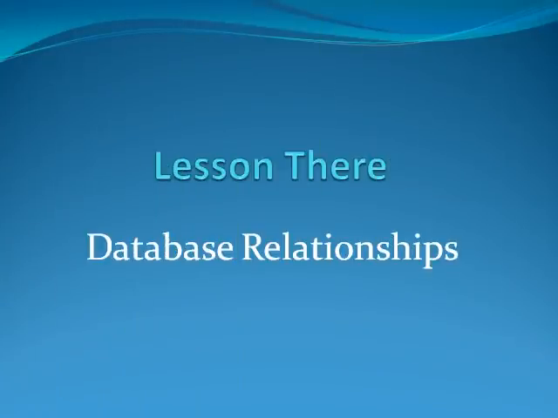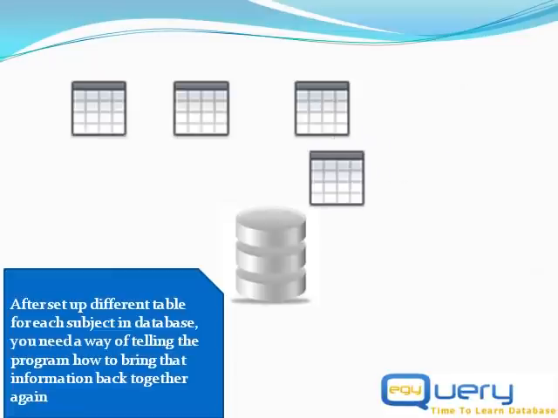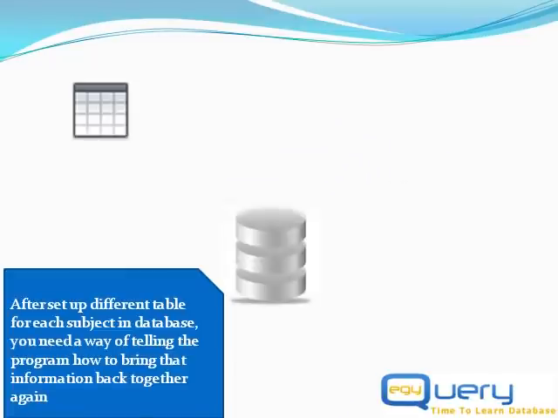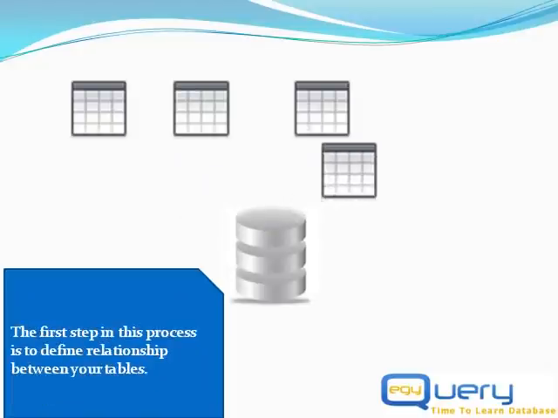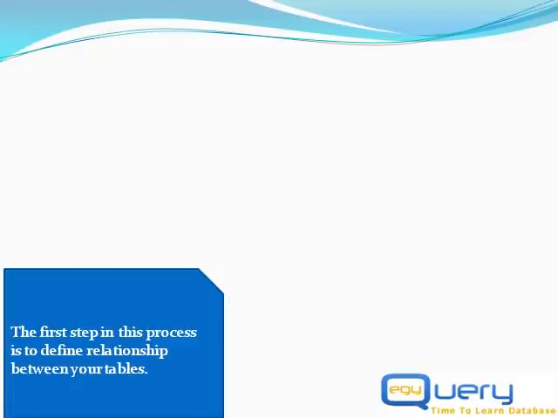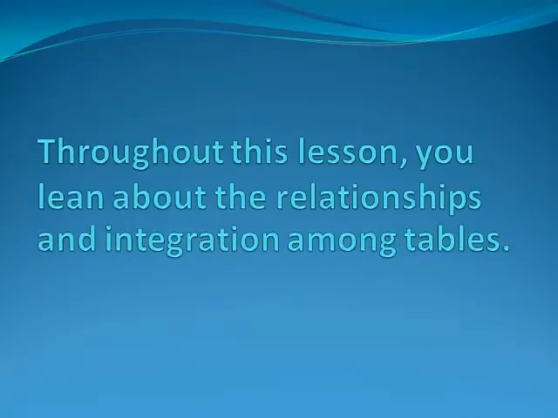Database relationships. After you set up a different table for each subject in your database, you need a way of telling the program how to bring that information back together again. The first step in this process is to define relationships between your tables. Throughout this lesson, you'll learn about the relationships and integration among tables.